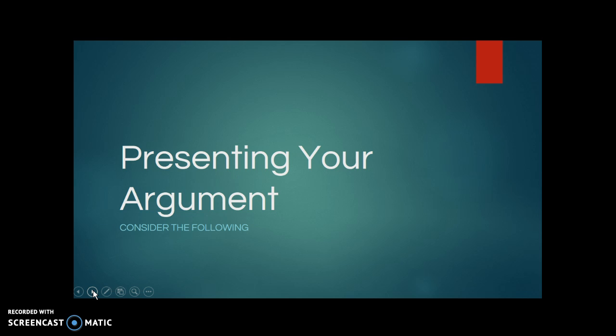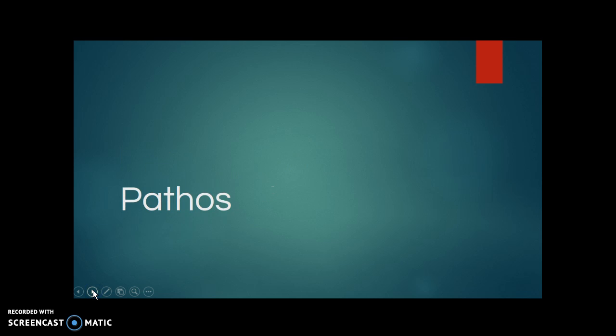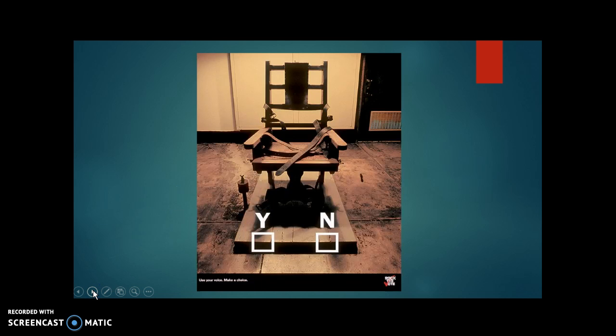Consider the following three points: pathos, ethos, and logos, as you're putting together your presentation. I'm going to let pathos speak for itself. If you were doing a presentation on the death penalty, pathos is that emotional side that you reach out to people with. This image kind of speaks for itself.